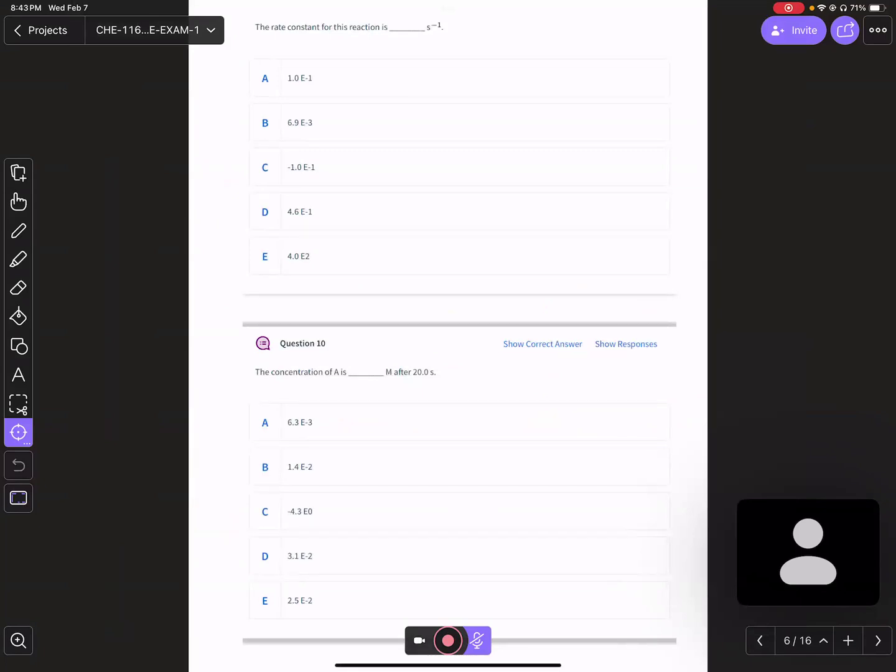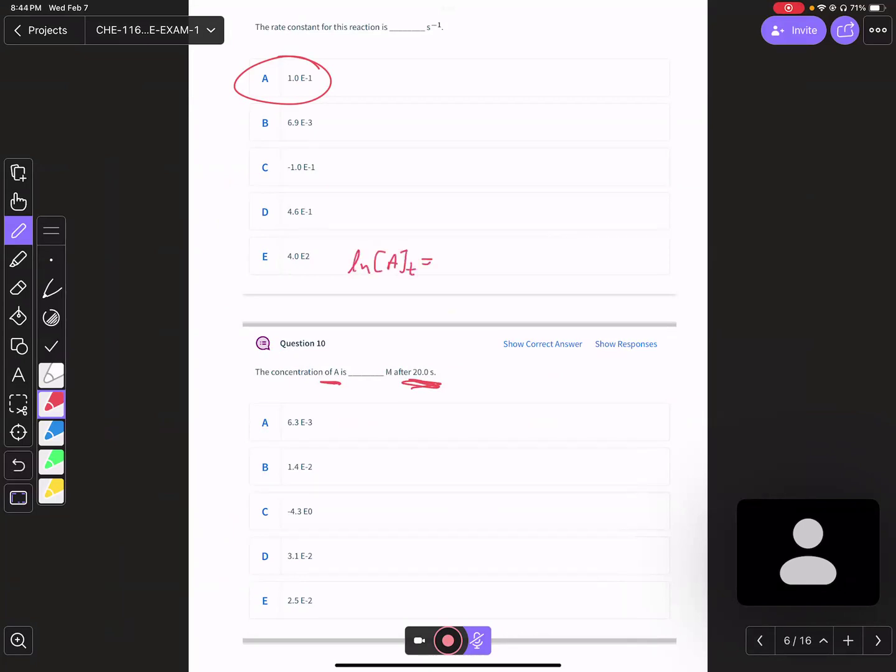So in question 9, we found the rate constant is 0.1. Now that we found the rate constant, we can find the concentration after 20 seconds, because this is still a first order reaction. So the natural log of concentration at time t equals negative kt plus the natural log of our initial concentration. From there, all we want to do is plug in what we know.